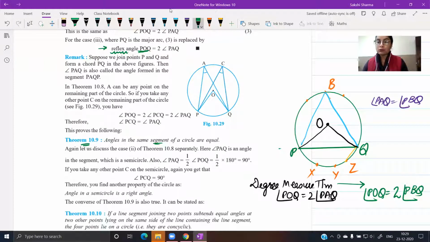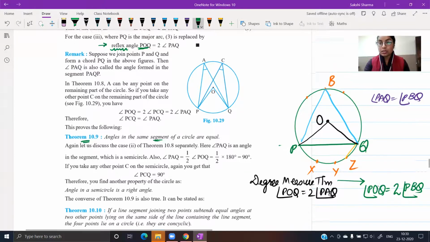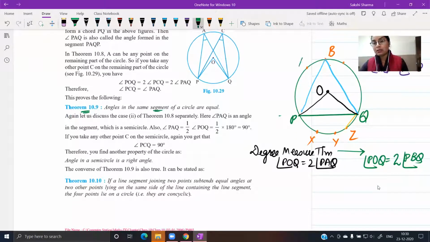I have two values for angle POQ. Central angle POQ की दो values मिली हैं मुझे. क्यों मिली हैं? क्योंकि मेरे पास circumference पे दो angles बन रहे थे. Combining the two results, can we say that angle PAQ is equal to angle PBQ?